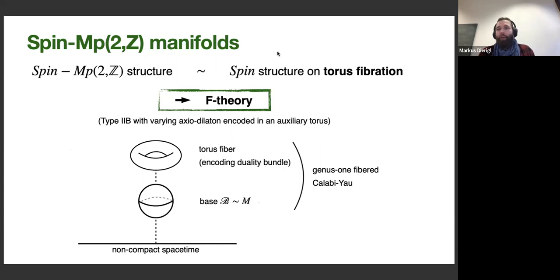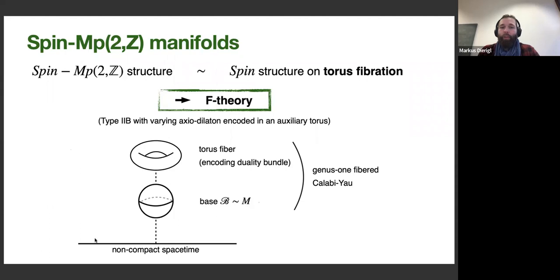Okay, so now our picture, when we want these spin MP2Z manifolds to lift from type 2B to F-theory backgrounds: we have our base of the F-theory fibration that becomes the manifold that we need the boundary condition to. And then on top of that, we have the torus fiber that encodes the duality bundle and essentially these MP2Z transformations. And in usual F-theory geometry, if you want to preserve some supersymmetry, you do it in such a way that this base and the fiber combine into some genus one fibered Calabi-Yau space.